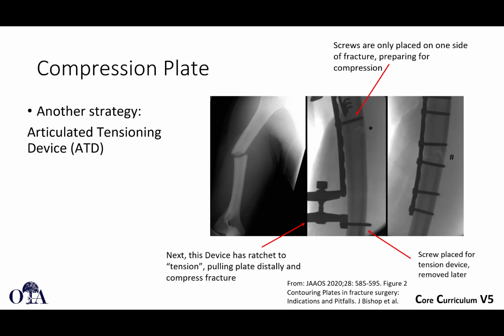Here's another way you can achieve compression. This is with an articulated tensioning device. So here you can see the plate is placed. There's a fracture here. Screws are placed on the other side of the fracture, and now you want to compress.